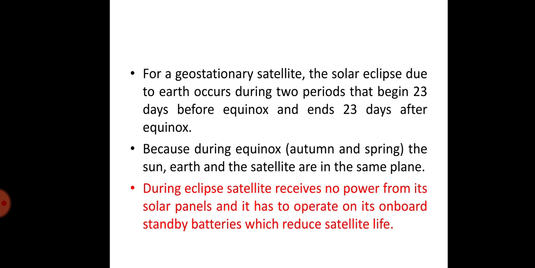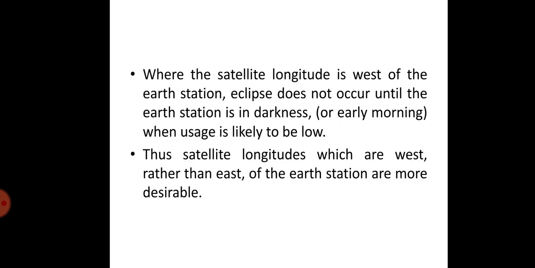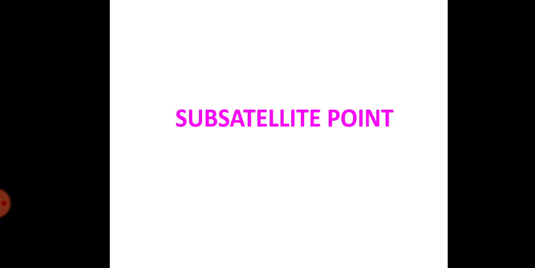For a geostationary satellite, the solar eclipse due to the Earth occurs during two periods that begin 23 days before equinox and end 23 days after equinox. So we must be very careful in designing the orbit of the satellite so that the sun eclipse occurs. Whenever the sun eclipse occurs, we have to use the battery so that the satellite lifetime will be reduced.